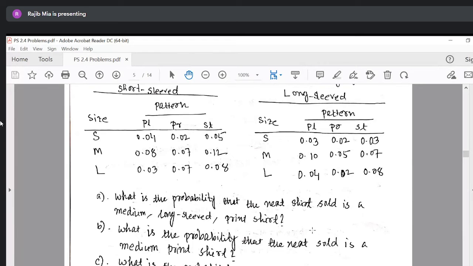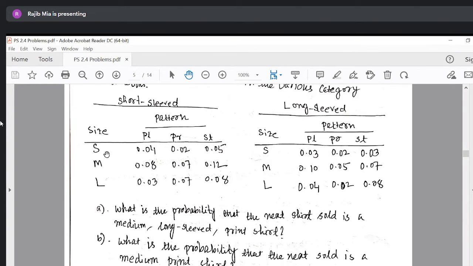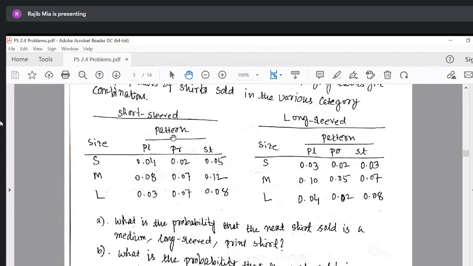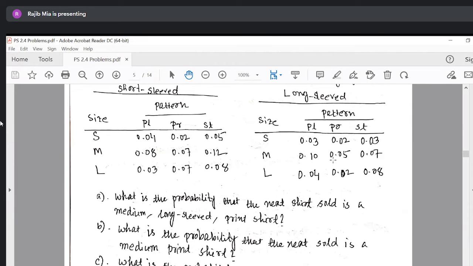Yes. So the probability that the next shirt sold is a short sleeve shirt. So a short sleeve shirt may be short, medium, or large, or plaid, print, and stripe. So you have to add all these 9 combinations from this first table, short sleeve shirt. Okay, 0.04 plus 0.02 up to 0.08. This probability is 0.56. Similarly, for long sleeve shirt also, add these 9 combinations. Second table, 0.03 plus 0.02 plus 0.03 plus dot dot up to 0.08. You can find the probability.